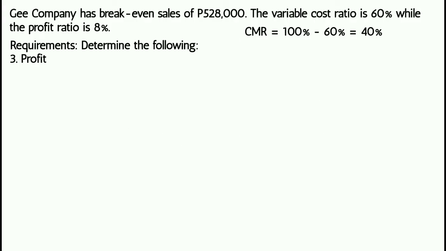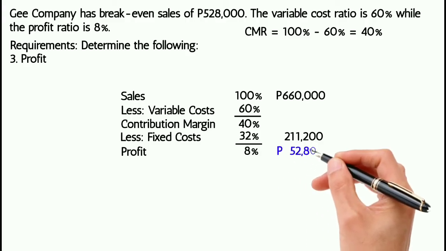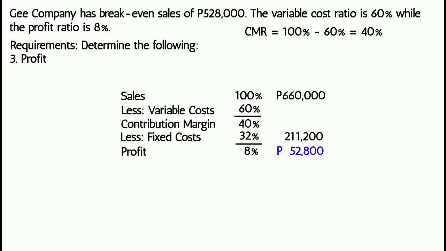Next, requirement number 3, determine the profit. Ang sales ay 660,000 pesos at ang profit ratio ay 8%. To get the profit, simply multiply 660,000 pesos by 8%. 660,000 pesos times 8%, that is equal to profit of 52,800 pesos. So 52,800 pesos is our answer in requirement number 3.